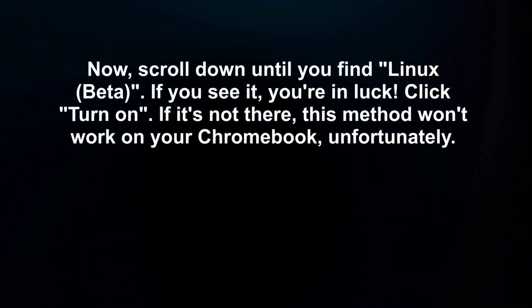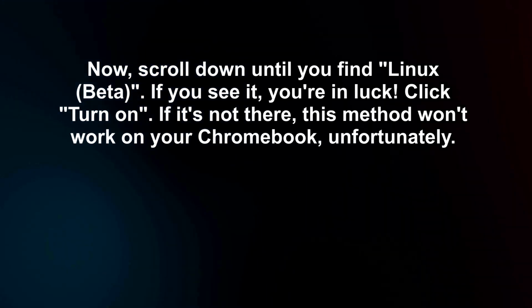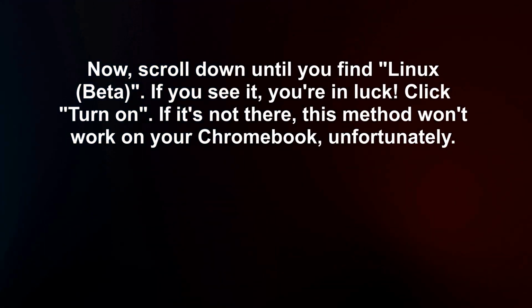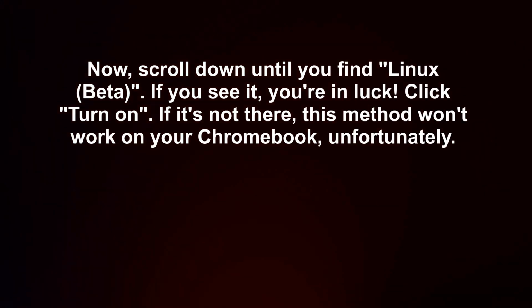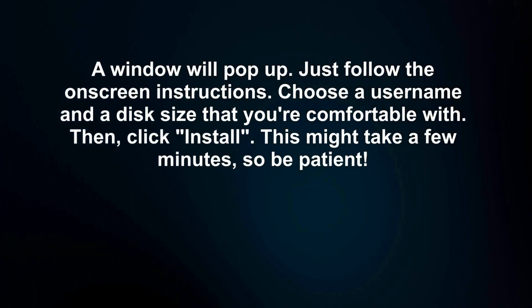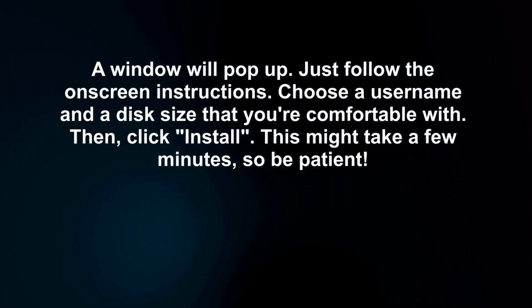Now, scroll down until you find Linux Beta. If you see it, you're in luck. Click Turn On. If it's not there, this method won't work on your Chromebook. Unfortunately, a window will pop up. Just follow the on-screen instructions.